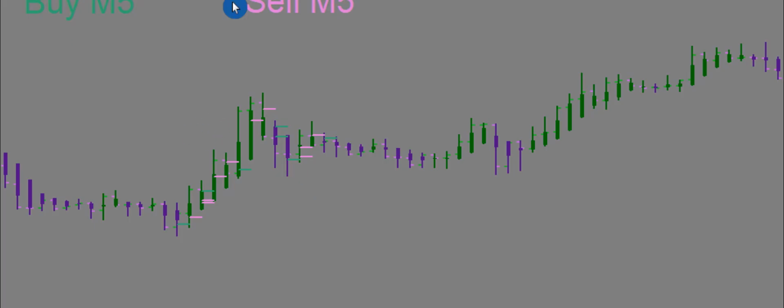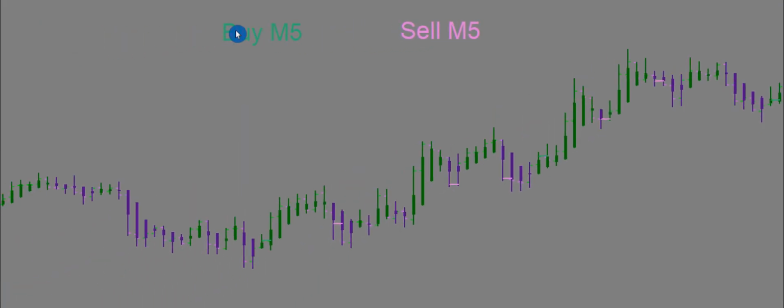Okay, so I'm going to pause it, and we're going to be on a 5-minute time frame, and we'll look at the lines from there. All right, so we're back. We're on a 5-minute time frame, and here's what we're looking at.